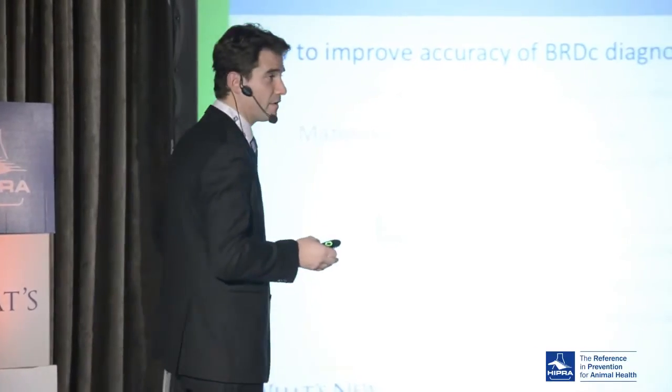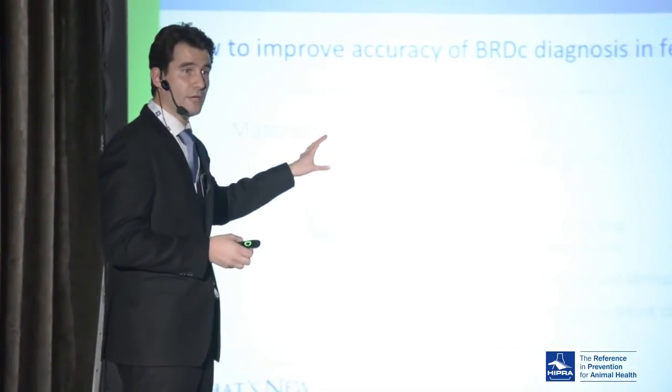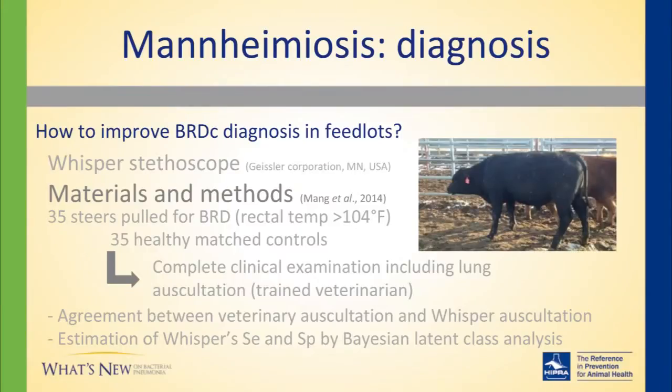So what I did is, I actually studied 35 steers pulled by experienced pen riders, and I had them, each time they pulled one sick, put one healthy pen mate in the same pen. And I did a complete examination on both the sick ones and the healthy ones, including lung auscultation, but also haptoglobin, etc. And then I calculated the agreement between the Whisper and the veterinary auscultation, and I estimated the Whisper sensitivity and specificity using latent class analysis.